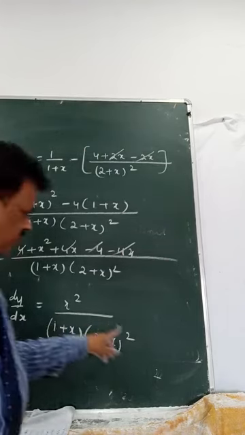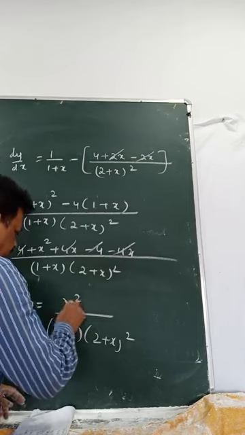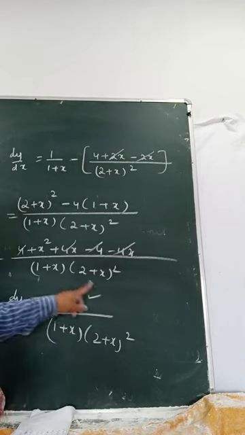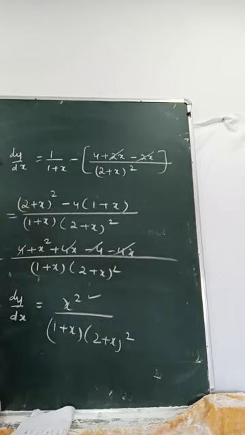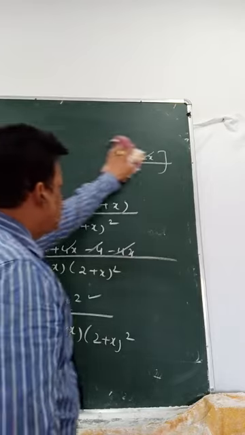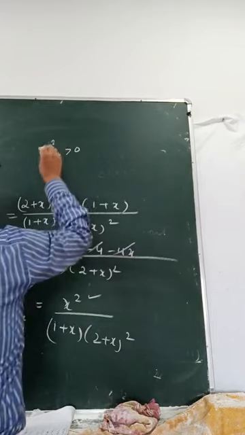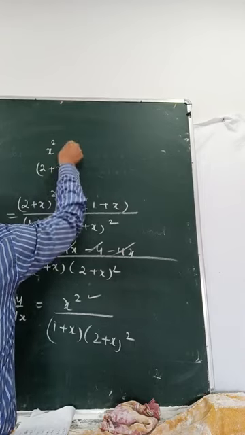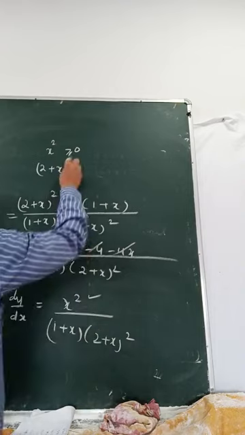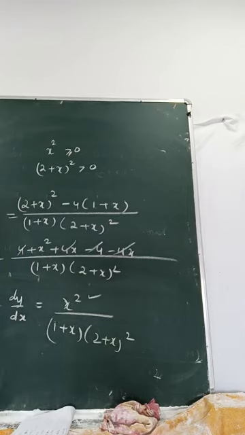So how to prove this is positive? Look, the square of any number is positive, whatever may be the value of x. (2 plus x) whole square also is positive. So I can write here, square of any number is greater than or equal to 0. This square is also greater than 0. The deciding factor is 1 plus x.